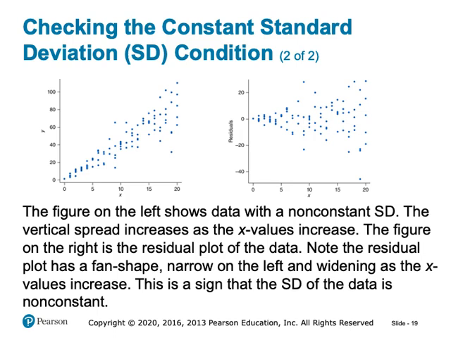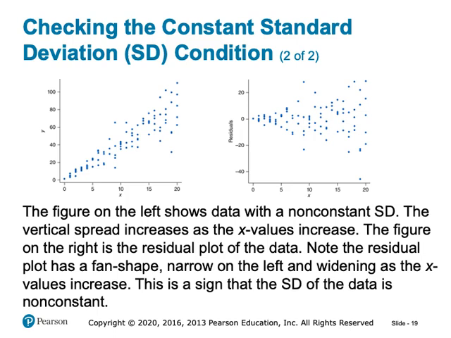Let's take a closer look at an example that demonstrates a violation of the constant standard deviation SD condition. On the left side of the slide, we have a scatter plot showing data with a non-constant standard deviation. Notice how the vertical spread of the data points increases as the values of the predictor variable x increase. This indicates that the variability of the response variable is not consistent across all values of the predictor. On the right side, we have the corresponding residual plot. This plot clearly shows a fan shape, which is narrow on the left and widens as the x values increase. This fan shape is a telltale sign that the standard deviation of the residuals is not constant.